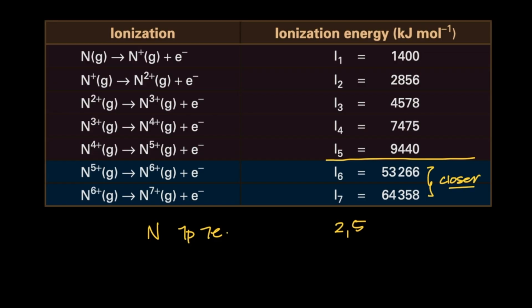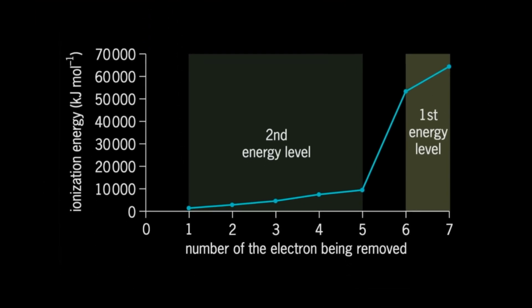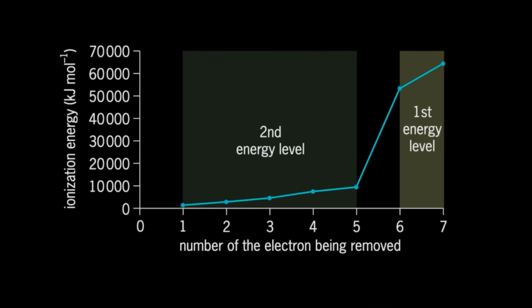Now if you plot these values graphically, the large increase will be much more obvious. So let me scroll down to show you the same data for nitrogen represented in graphs. Here, plotted on the y-axis are the ionization energies, and on the x-axis the number of electrons being removed.